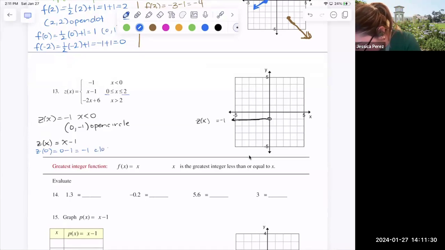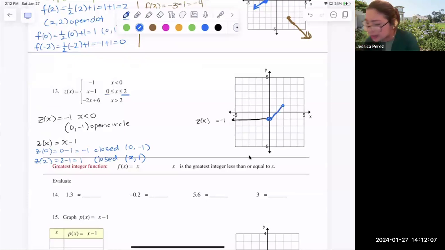Okay, so this is going to be a closed dot. So 0, -1. Oh, but I thought it was open, I know. But we're going into the second piece, and that's going to be closed. And then z of 2 is 2 minus 1, which is 1. So at that point, it's also closed because it's defined. It's actually equal to. So it's a closed dot at the point 2, 1. My x is 2, my y is 1. It's a closed dot. So my graph only lives at this piece, the blue piece.